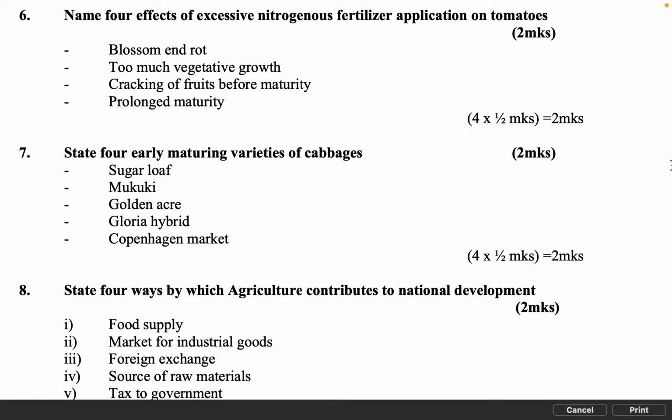7. State 4 early maturing varieties of cabbages. 2 MKS. Sugar loaf. Mukuki. Golden acre. Gloria hybrid. Copenhagen market. 4 by 1/2 MKS equals 2 MKS.